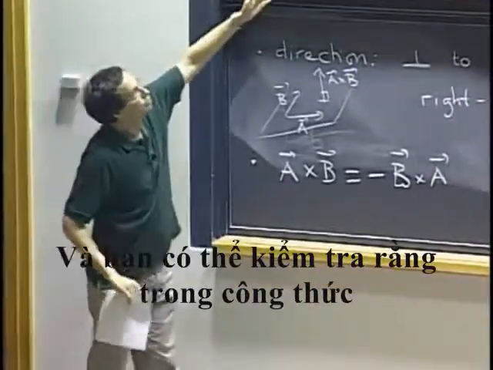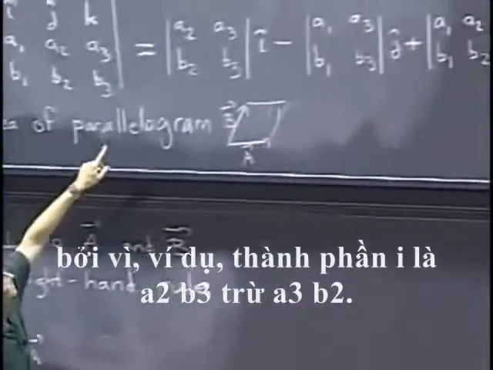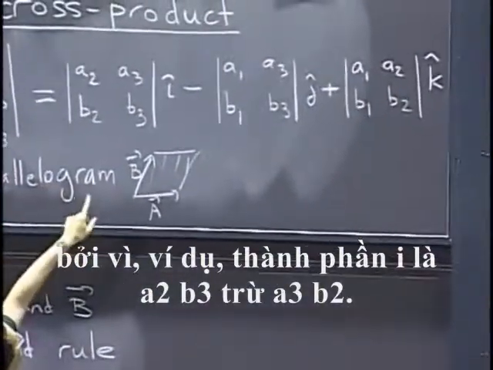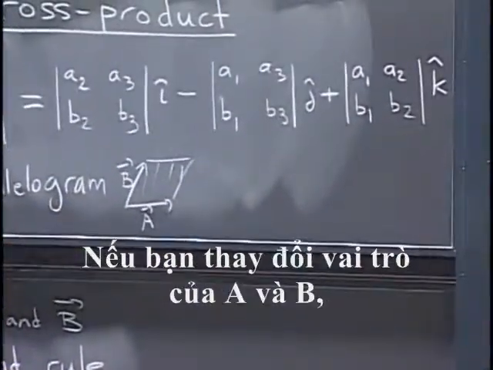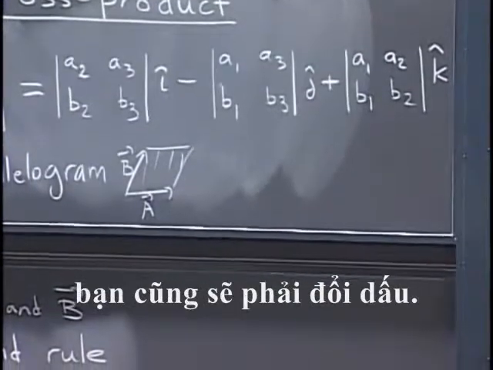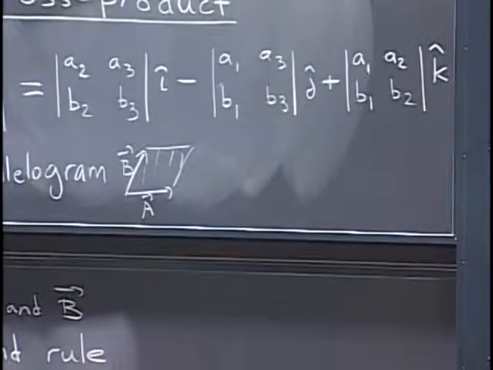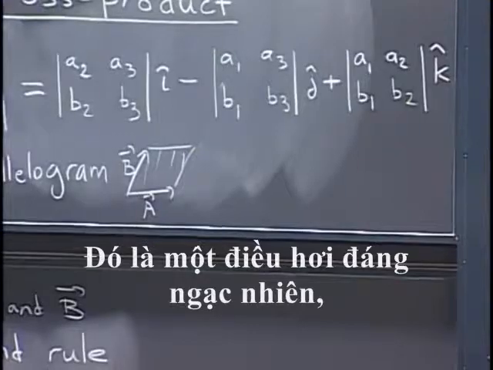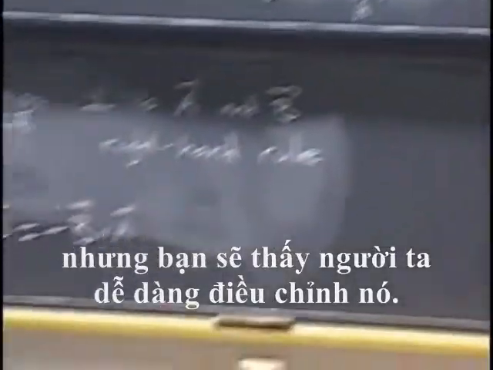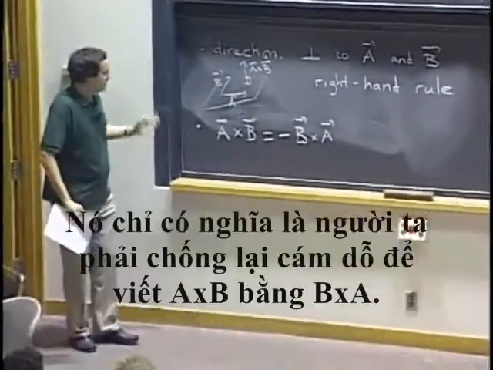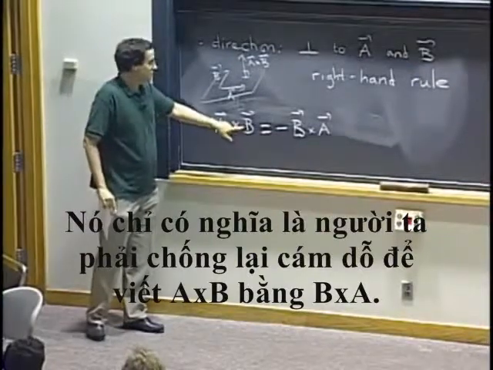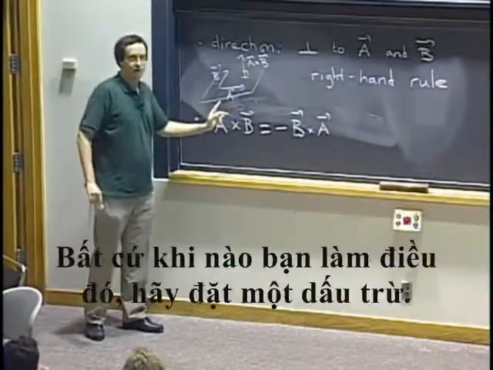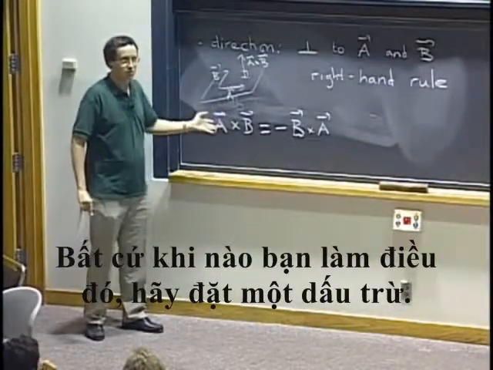And you can check that in the formula because, for example, the i component is A2B3 minus A3B2. If you swap the roles of A and B, you will also have to change the signs. Okay, so that's a slightly surprising thing, but you'll see one easily adjusts to it. It just means resist the temptation to write AB equals BA. Whenever you do that, put a minus sign.